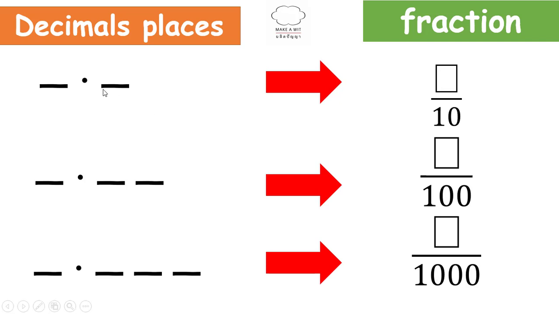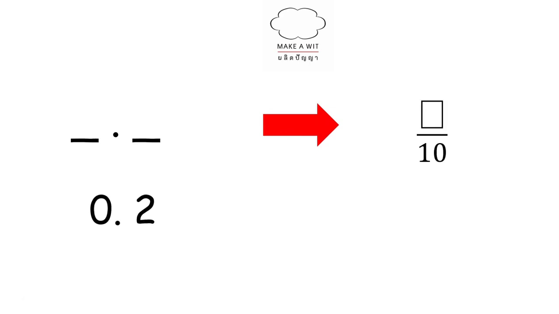Okay, look at this. 1 decimal place equals 1 zero. 2 decimal places equal 2 zeros. 3 decimal places equal 3 zeros. And next, look at this. Blah point blah equals blah over 10. 1 decimal place equals 1 zero.